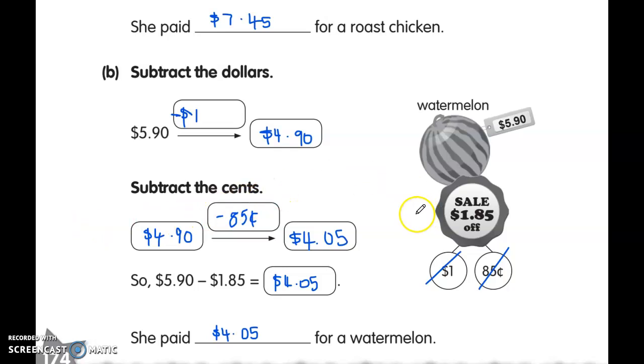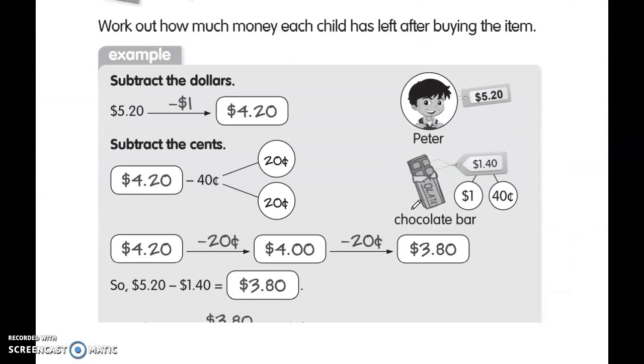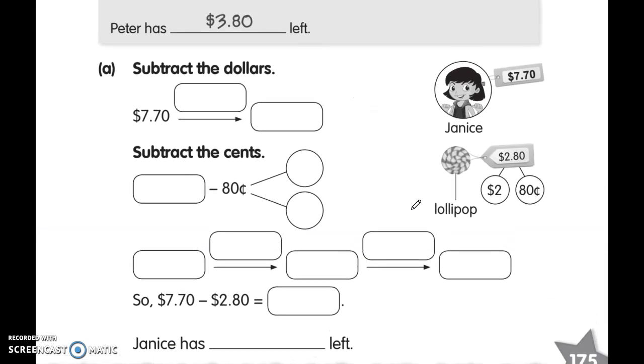Alright. Okay, so now I think you're more familiar with doing mental sums step by step. I want you to do page 175 and 176 on your own before you check your answer in the next video.